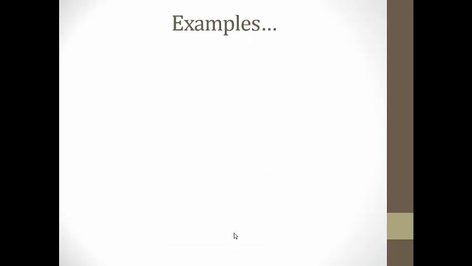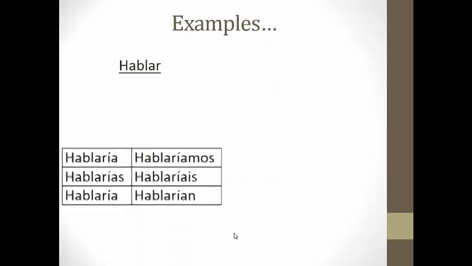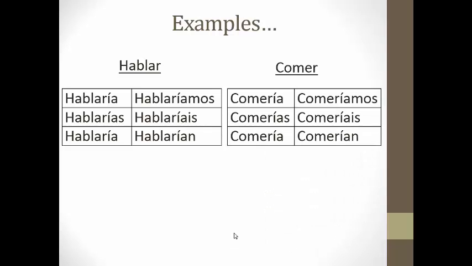Okay, let's look at how hablar and comer would be conjugated. Hablar in the conditional tense would be hablaría, hablarías, hablaría, hablaríamos, hablarían. Comer would be comería, comerías, comería, comeríamos, comerían.